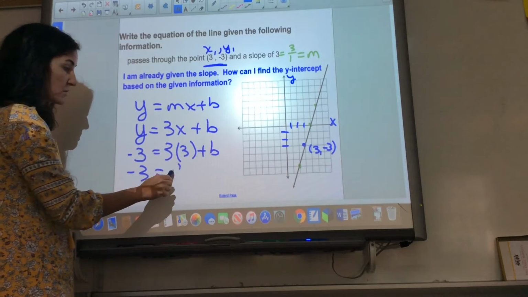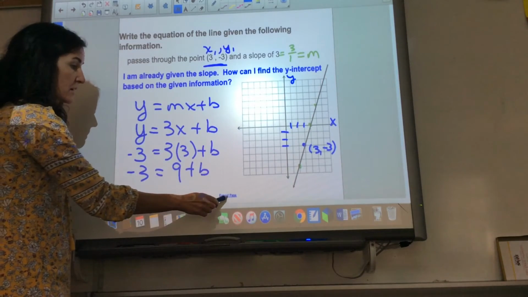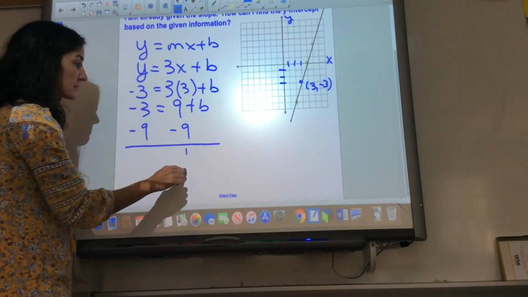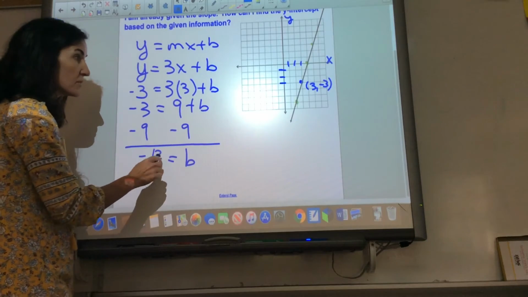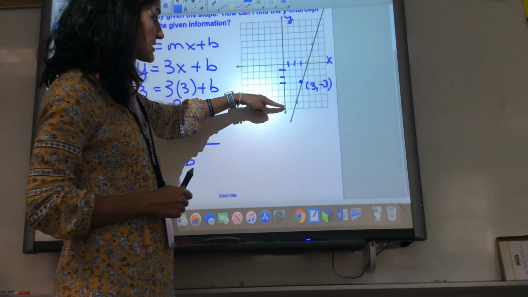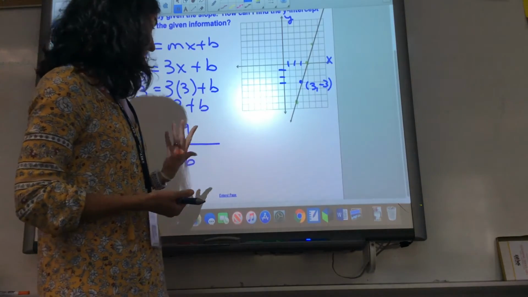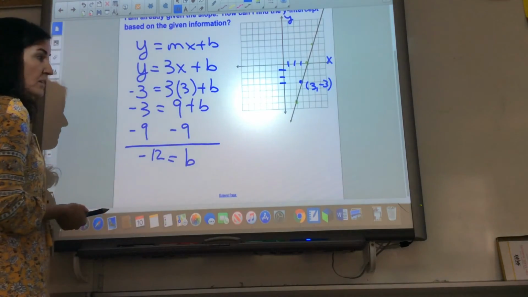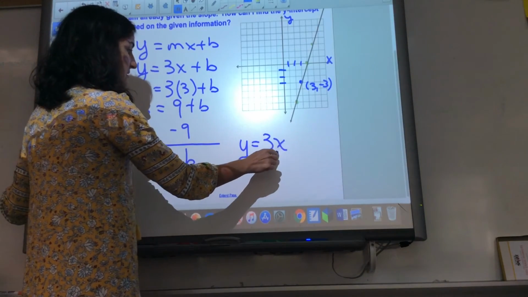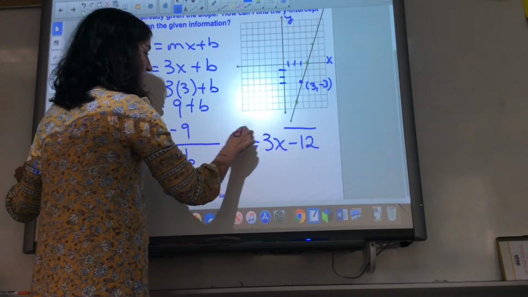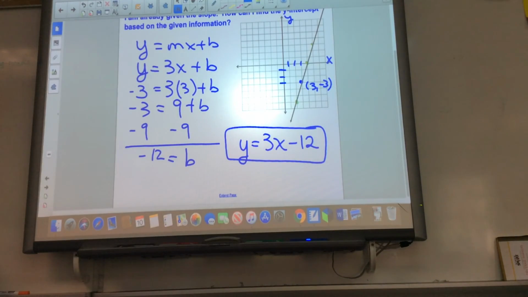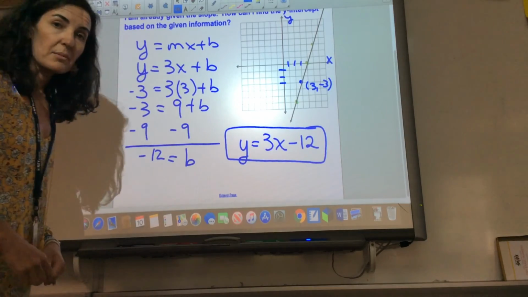So negative 3 equals 9 plus b. All right, solving for b, I can subtract 9 from both sides. And so b equals negative 12. Does that seem reasonable? 1, 2, 3, 4, 5, 6, 7, 8, 9, 10. Yeah, it seems reasonable based on our graph. So my equation now is y equals 3x minus 12. Okay? All right, I'm going to stop right there.